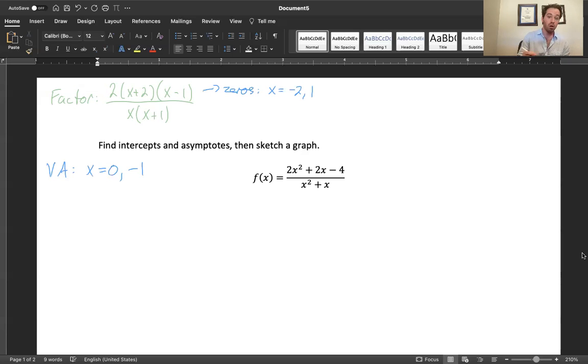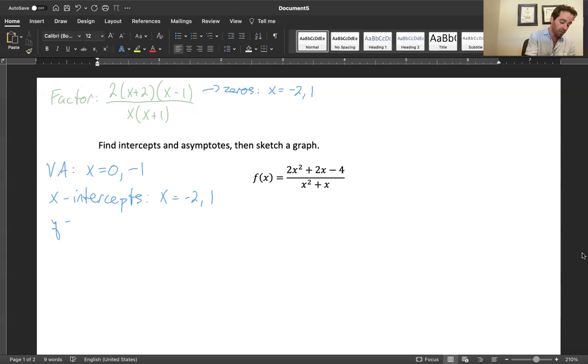+1, not -1. So the zeros on the top do have a significance even in this problem though, because they're going to be the x-intercepts. When the top is 0, as long as the bottom is not, that means that the function is equal to 0. So we've found, not just intercepts in general, but x-intercepts. That's x equals -2 and +1.